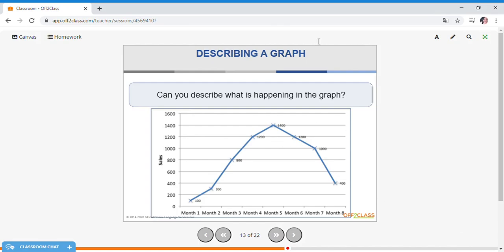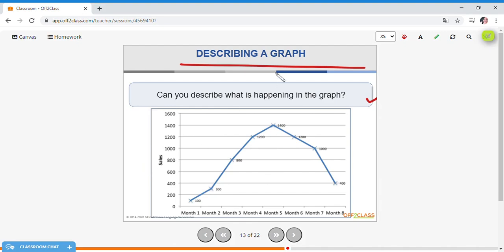Okay, so today we're going to be learning how to describe a graph. Can you describe what is happening in the graph? Remember that your final project is going to be this. You have to describe what is happening in the graph.